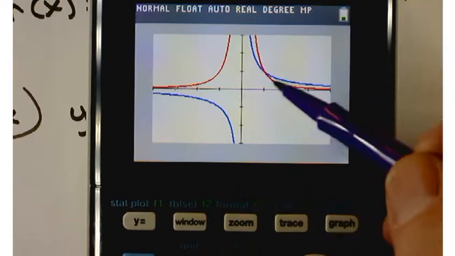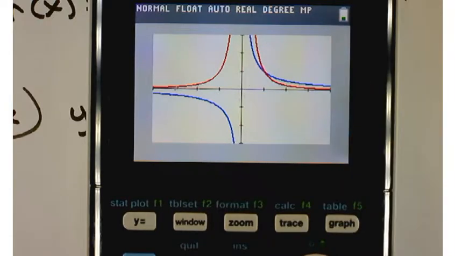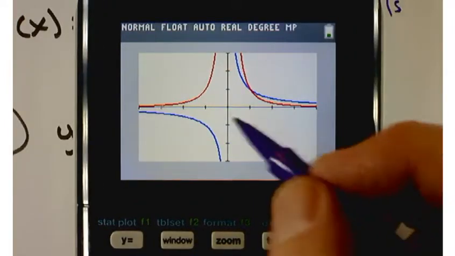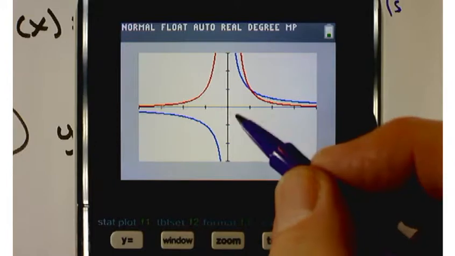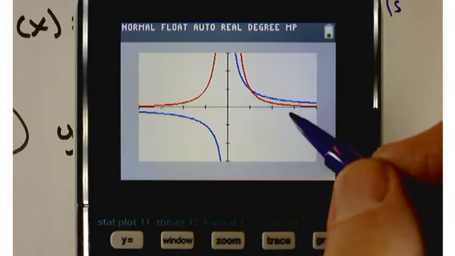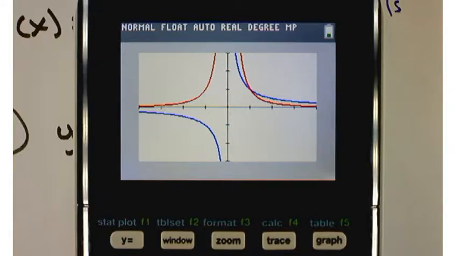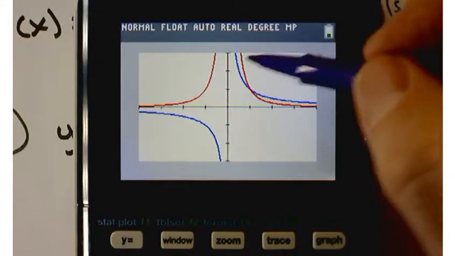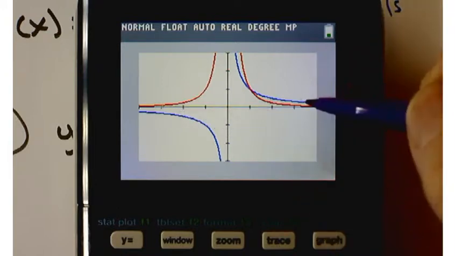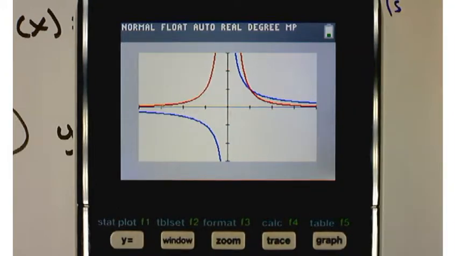But in addition to my vertical asymptote, there's also something else going on with both of these graphs. As I move away from x equals 0 in either direction, what happens to the graphs? Well, it doesn't quite touch the line, but it gets closer and closer to the line y equals 0. So in addition to a vertical asymptote, it has a horizontal asymptote. It's got both of them.